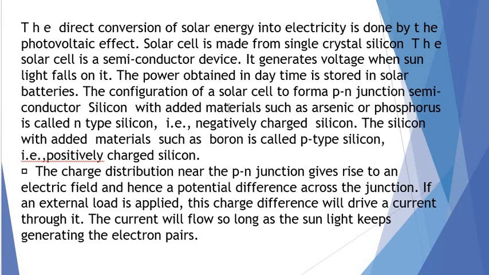Here the P and N junction is made by doping an impurity with the pure form of semiconductors. Here the charge distribution near the PN junction increases the electric field as well as the potential difference across the junction. So if an external load is applied, the charge difference drives a current through the load. This current flows through the load as long as the sunlight keeps generating the electron pairs.